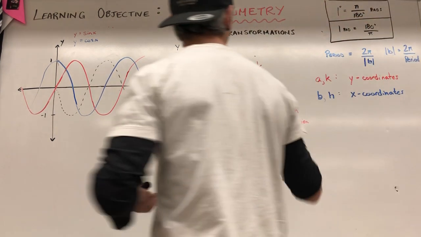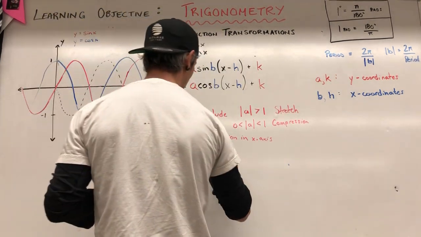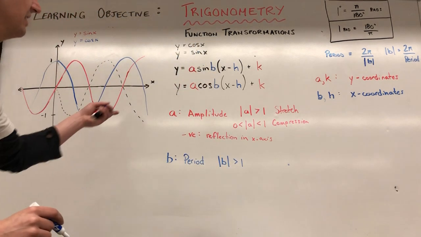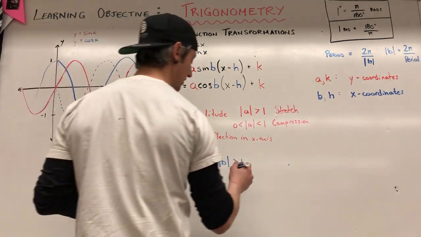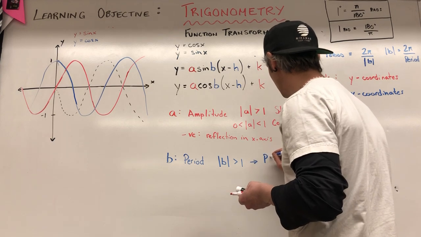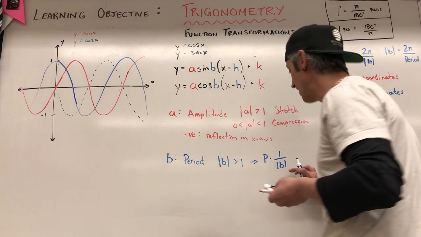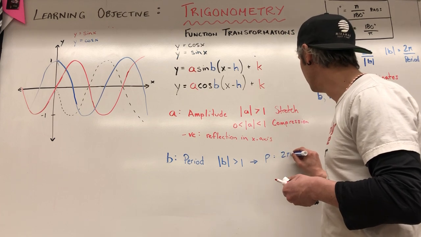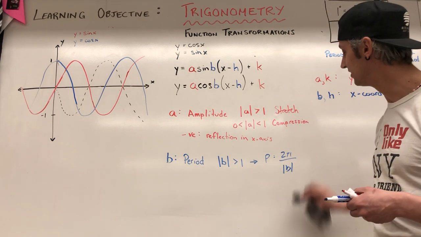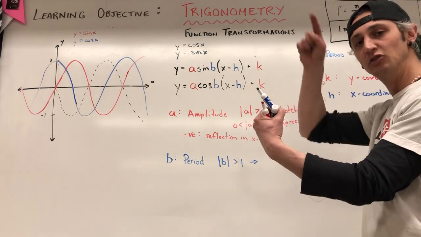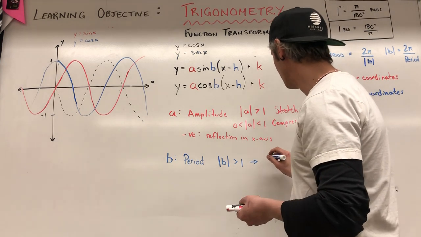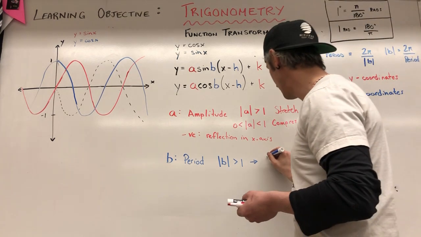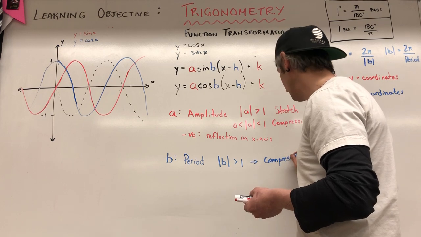So if I want to figure out what the period is and they give me a b, well, if the absolute value of b is greater than 1, like y is equal to sine of 3x, that actually represents a period of 2 pi divided by a number bigger than 1. That's going to represent a shrinking of the period. It's going to do a cycle faster. So if b is a number bigger than 1, then 2 pi divided by b is going to make the period smaller. So it's going to be a compression. It's the inverse of what happens with A, just like in every other scenario.